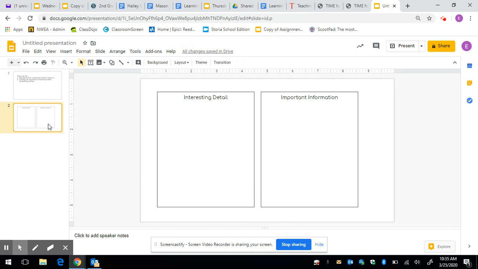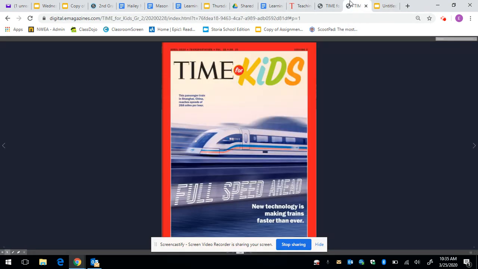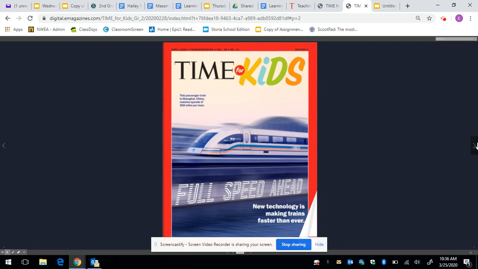So we're going to use this chart here to separate our interesting details and our important information. I'm going to start reading a little bit from our article here, and I'm going to show you how I decide which information is a detail and which is important information. And I'm going to jot these things down on my interesting details and important information chart, okay? Let's go ahead. Let's read a little bit of this.